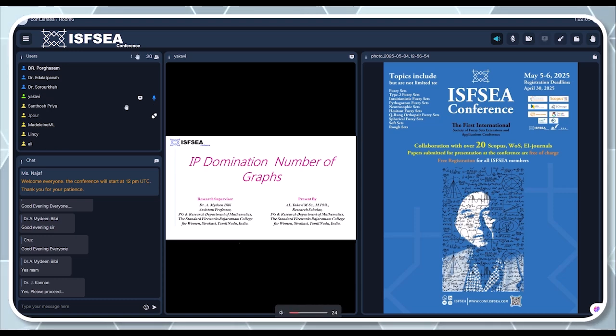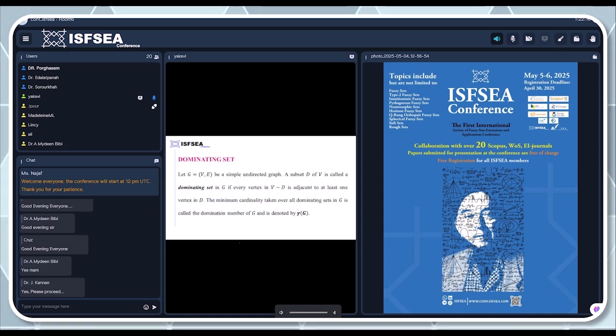First, let us see the dominating set. A subset D of V is called a dominating set in G if every vertex in V minus D is adjacent to at least one vertex in D. The minimum cardinality of all such dominating sets is called the domination number of G and is denoted by gamma of G.